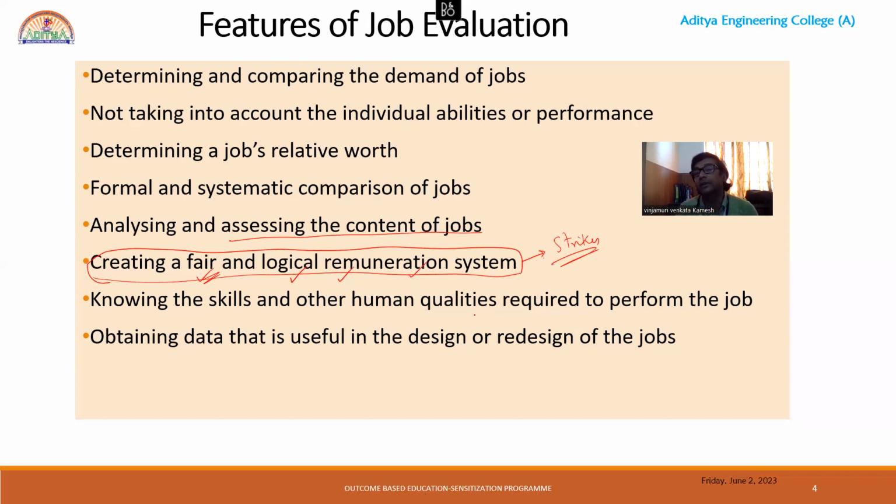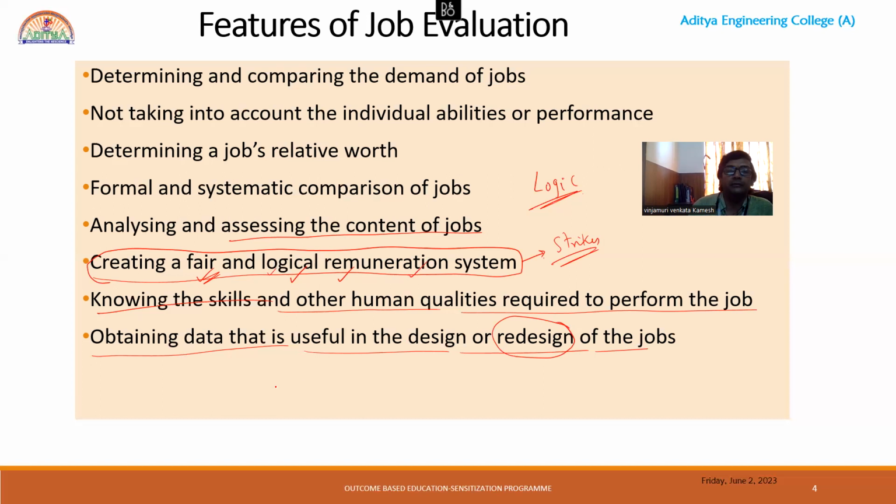It may be the number of hours working, or the amount of risk involved in the job, or the amount of effort, physical effort or mental effort, in that particular job. You take so many parameters, but there should be logic behind this. That is called a fair and logical remuneration system. And knowing the skills and other human qualities required to perform the job, and obtaining the data that is useful in the design or, the word you see, redesign of the jobs.